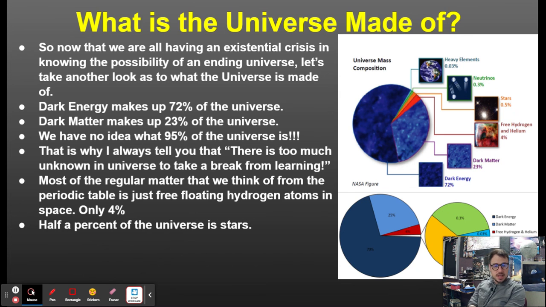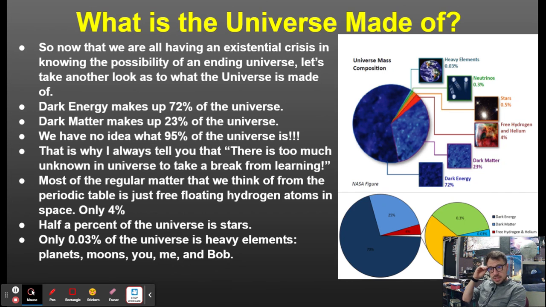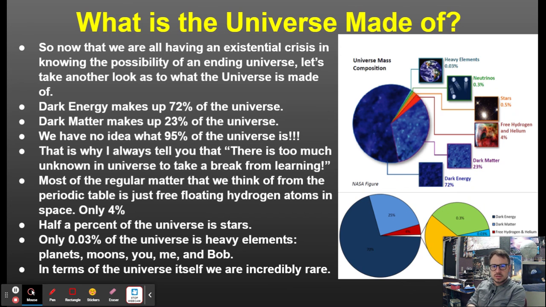Now, 0.5% of the universe is stars. So if you look up at the sky, half of it is stars, but only 0.03% of the universe is heavy elements. So that's like you, me, planets, moons, just what we think of as normal matter is actually really rare in terms of the universe, right?